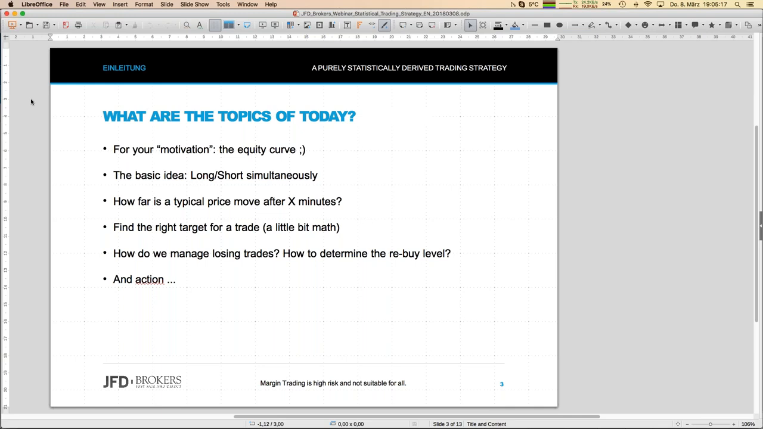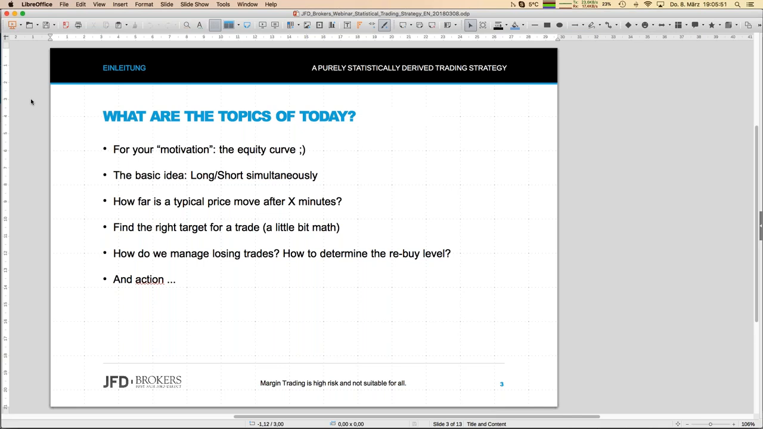So the basic idea has to be pointed out a little bit more in detail. In principle, as already said, it's a long-short simultaneously strategy. So indeed, we open two trades for one underlying, one long and one short trade, and we will manage those trades independently. And what sounds weird, that you do something like that, long and short at the same time, you will see it will be profitable in this case.